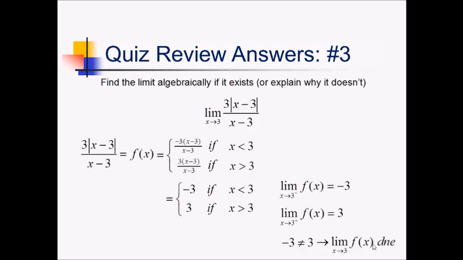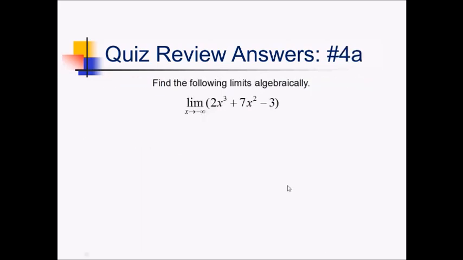On this problem, we're trying to find the limit as x approaches -infinity of this polynomial. Since we're going to an infinity, we can ignore these slower growing terms. So I'm just going to forget about the 7x squared and the -3, and I consider only the 2x cubed.